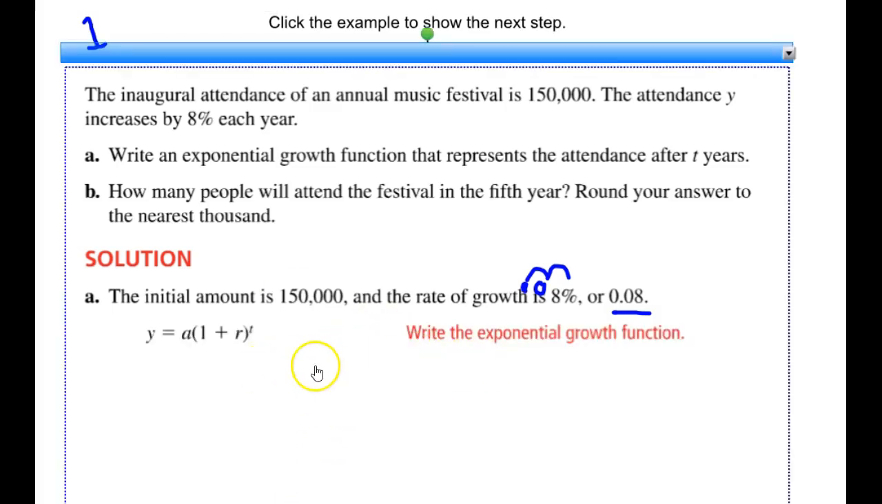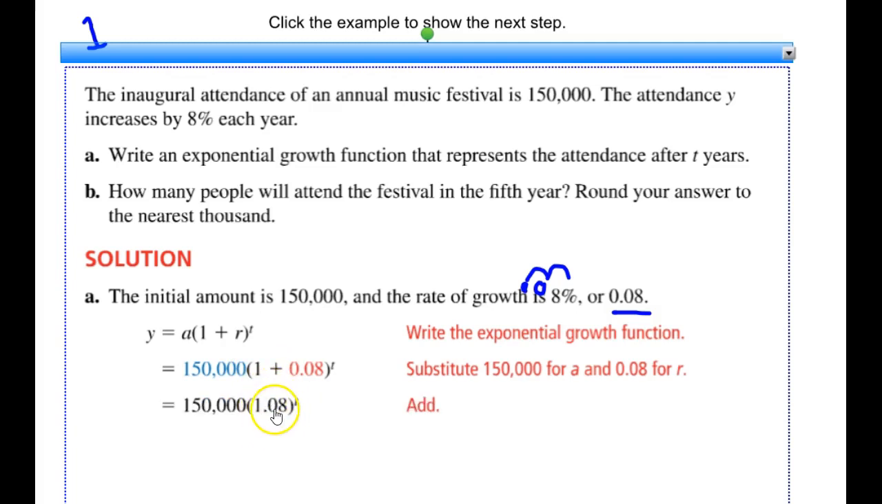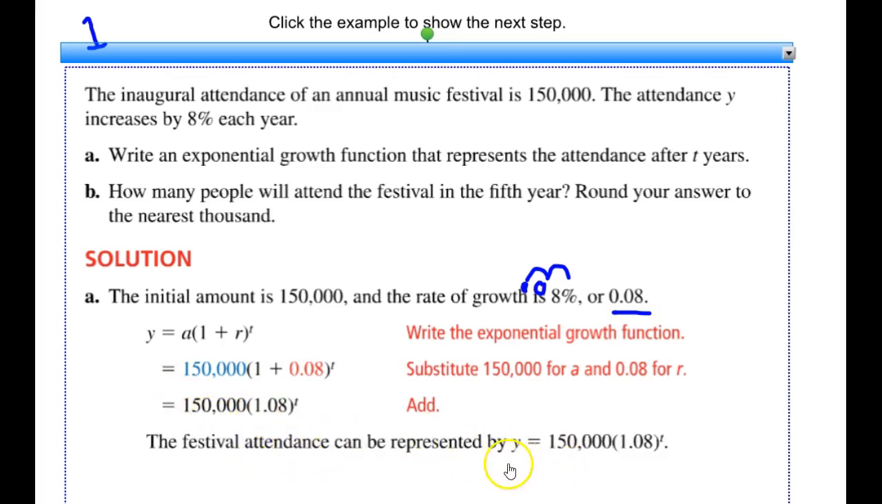Okay, so now I can write my exponential growth function. Remember, here's our parent function. And here's the things that I know. I knew that 150,000 was my initial amount, and my growth rate was 0.08. So now I can simplify, because I can add 1 plus 0.08 in here, and I have my function written. And that was the first part. That was part A. So there's my final answer.